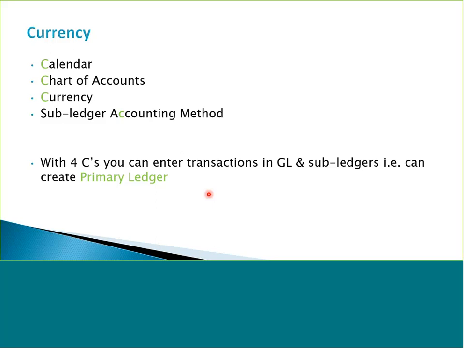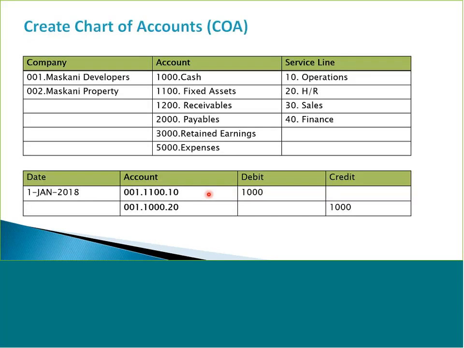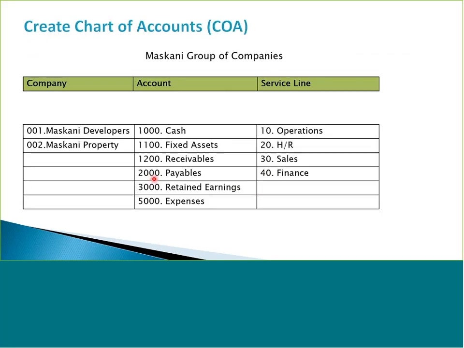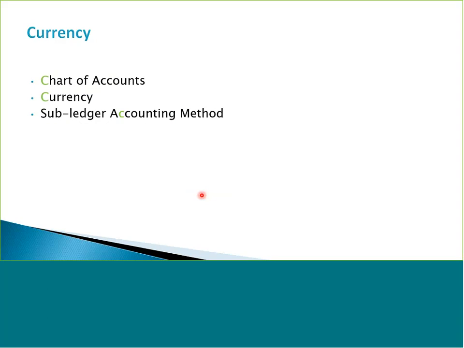Yes. So, for example, the way we are going to implement our GL module, we are going to have a Mascani group of companies. This is the enterprise. And these are the companies under the enterprise. So we are going to have Mascani developers and Mascani property. So these two companies are under this enterprise of the Mascani group of companies, and we are going to implement this under one ledger. Thank you for the clarification.